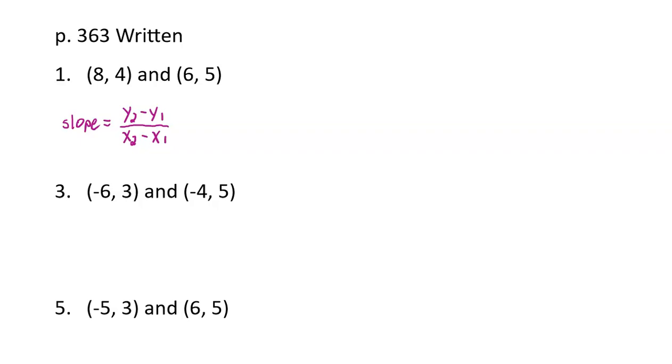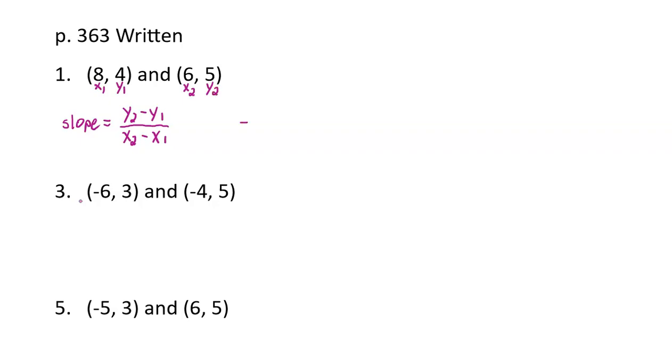Now, to use the formula, it's important that you know which of the 4 numbers are the different variables. The first point has the little 1s. The 8 is the x-coordinate of the first point, and the 4 is the y-coordinate of the first point. In the second ordered pair, those are the variables that have the little 2's in the corner. The 6 is the x-coordinate of the second point, and the 5 is the y-coordinate of the second point.